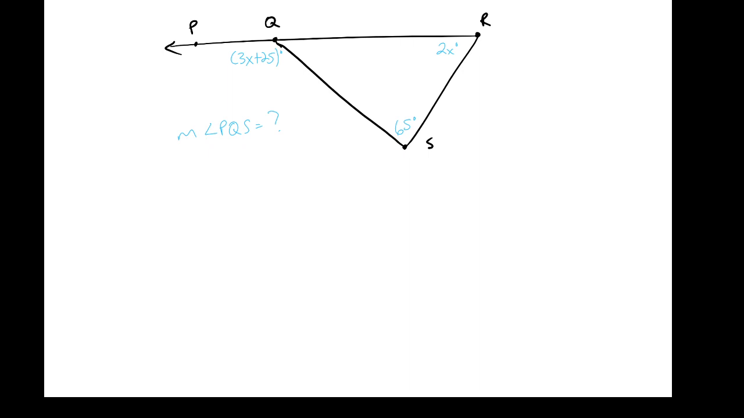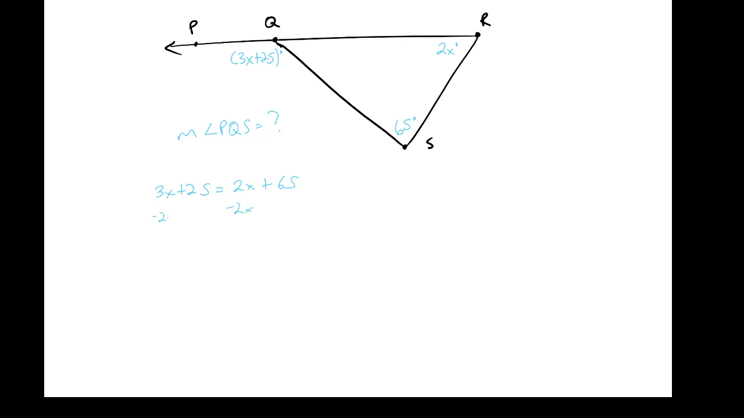Now, this guy's fairly straightforward, right? Because again, that remote exterior, 3x plus 25, is going to be equal to the sum of the remote interiors, right? So it's going to be 2x plus 65. Okay? This guy is going to be equal to the sum of those two. That's what we just discussed. So let's go ahead and solve, right?